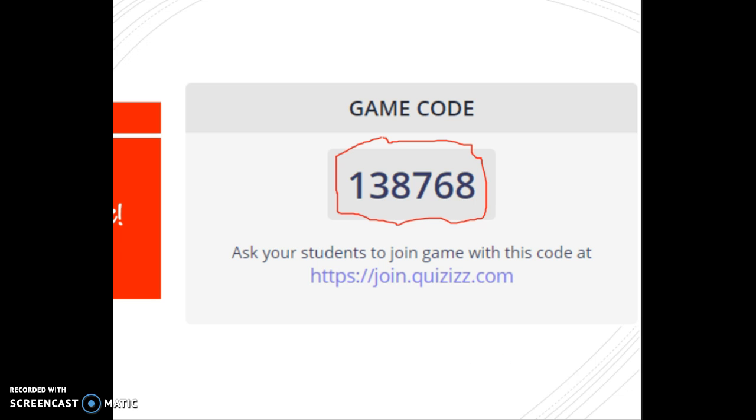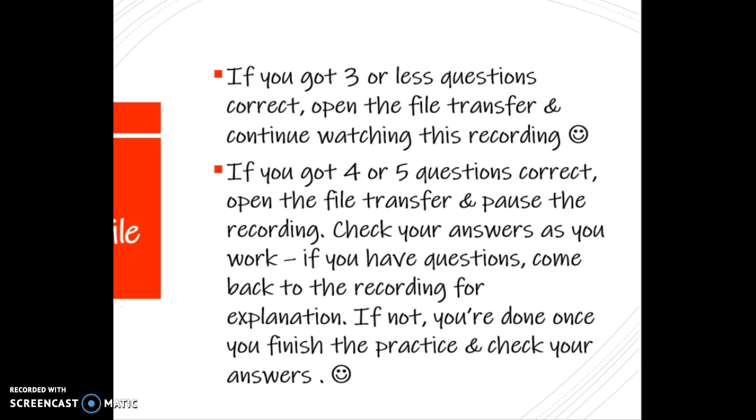All right, so now that you have finished the game, you should be ready to practice. If you got 3 or fewer questions correct on the game, go to the email that I sent you, and one of the attachments is practice on writing the slope of parallel and perpendicular lines. So if you got 3 or fewer correct, open that attachment from your email and continue watching the recording. If you got 4 or 5 questions correct, open the attachment from your email, but pause the recording.